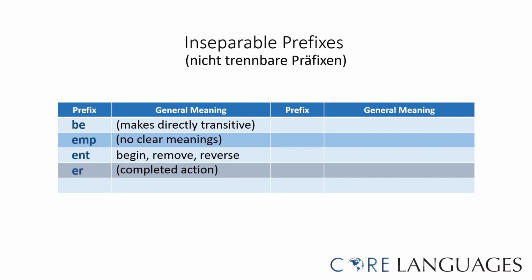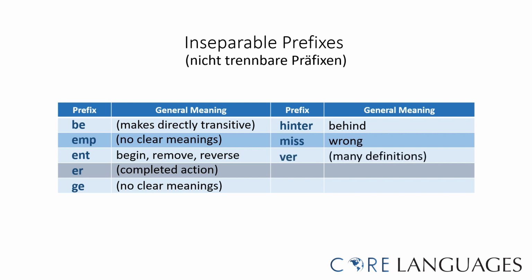Er is used for a completed action. Ge has no translation or no clear meaning. Hinter means behind. Miss means wrong. For example, misunderstand, missverstehen. Ver has many definitions. Wieder means against or back. Zer is used to express breaking something into pieces.